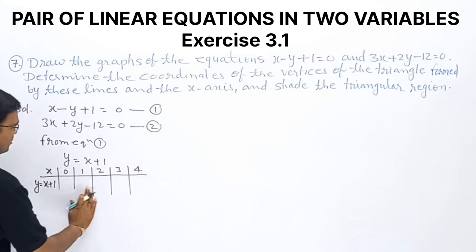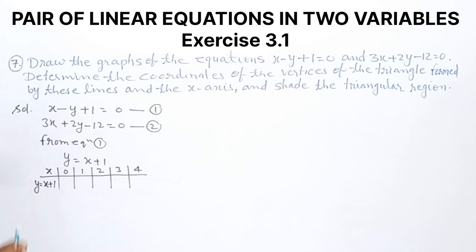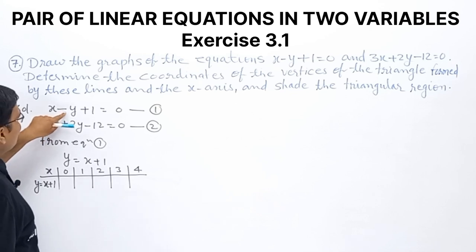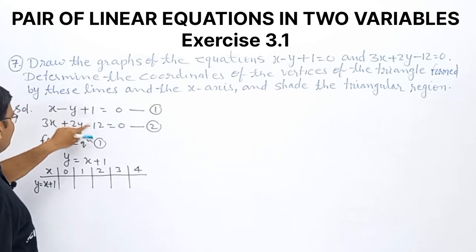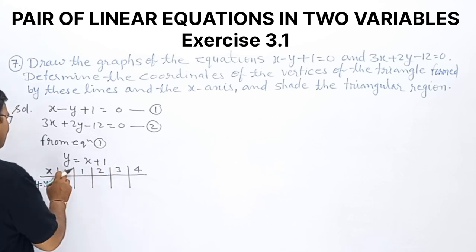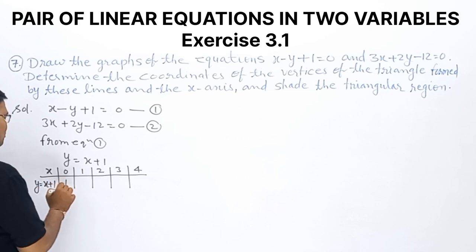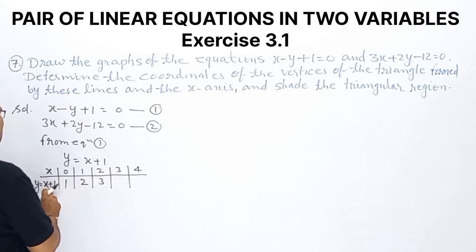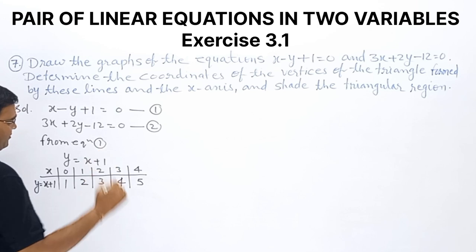Now what will be the values of y? Observe how we will find. First we will find y from this one: y equal to x plus 1. We are taking x as 0, 1, 2, 3, 4. Once we put x equal to 0, then y equal to 1. X equal to 1, then y equal to 2. X equal to 2, then y equal to 3. X equal to 3, then y equal to 4. X equal to 4, then y equal to 5.